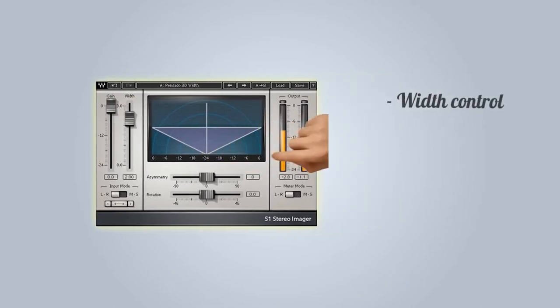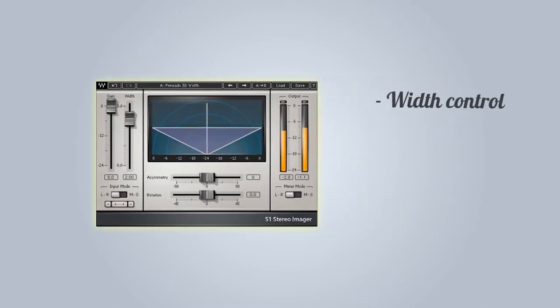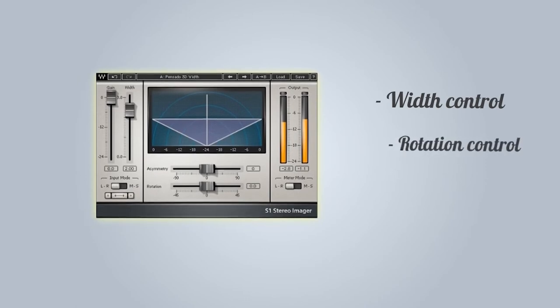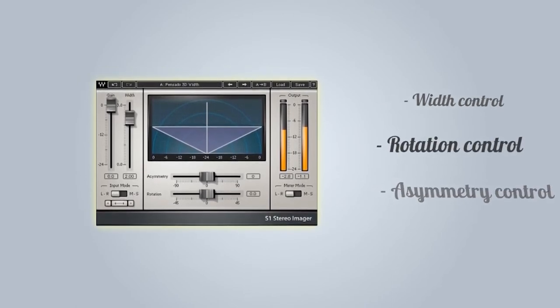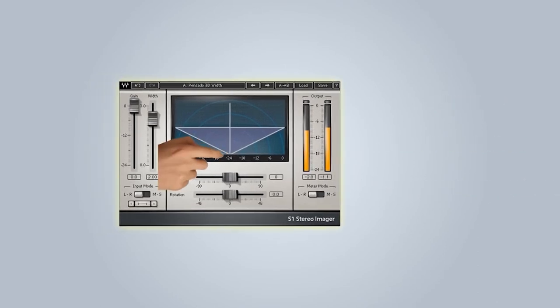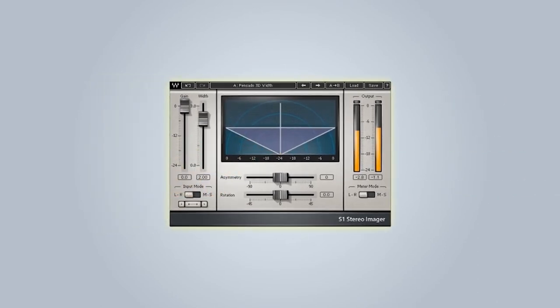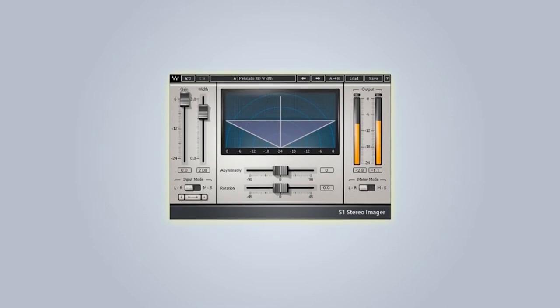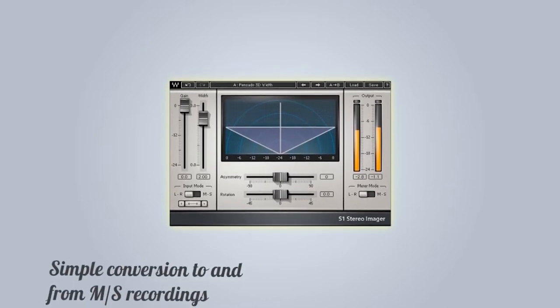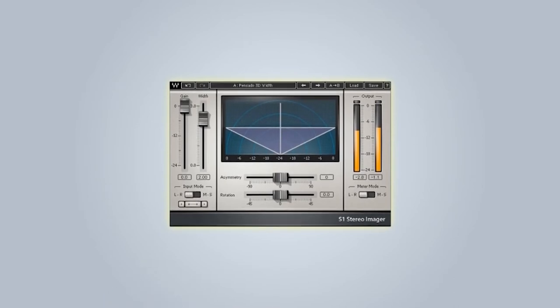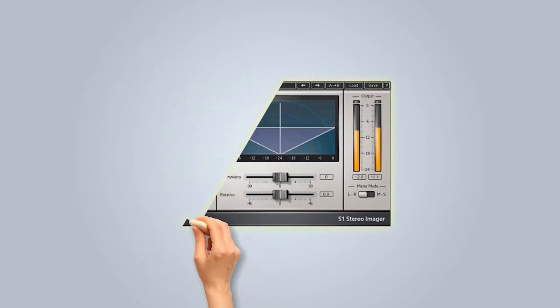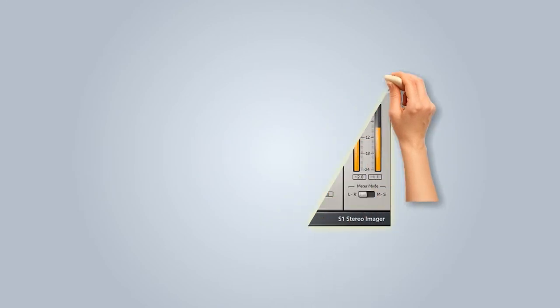The width control allows you to broaden or narrow the perceived wideness of your mix, while the rotation and asymmetric controls allow you to rectify unbalanced stereo signals without generating phasing problems. The plugin also functions as a mid-side matrix, allowing for simple conversion to and from mid-side recordings. Precision output metering provides consistent visual feedback, while the minimalistic interface allows you to operate quickly and efficiently.